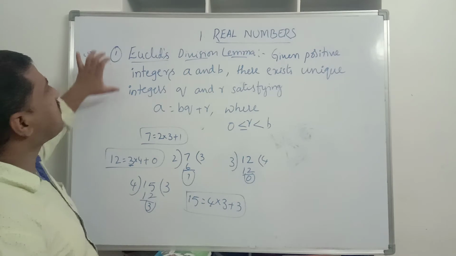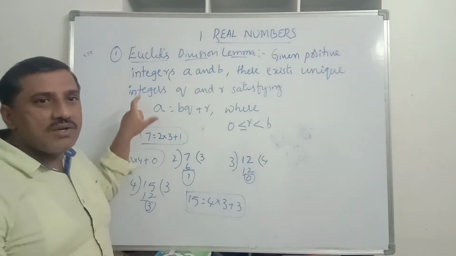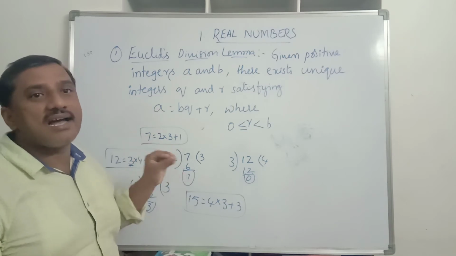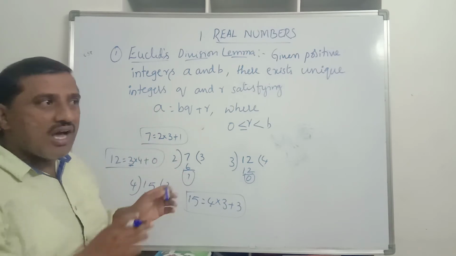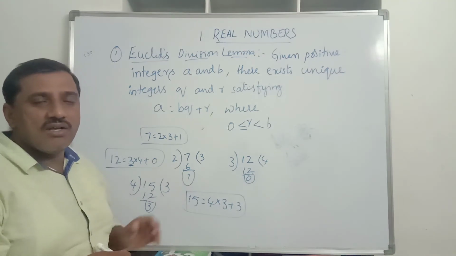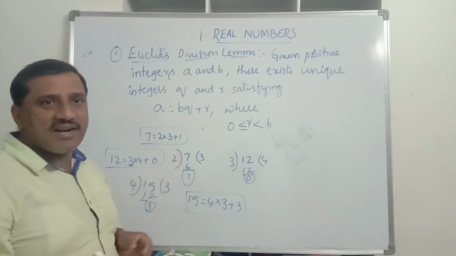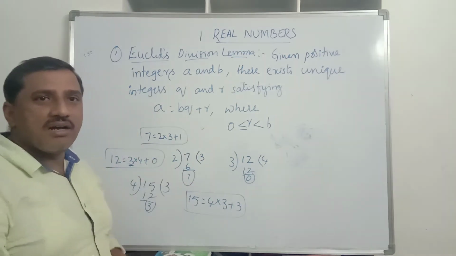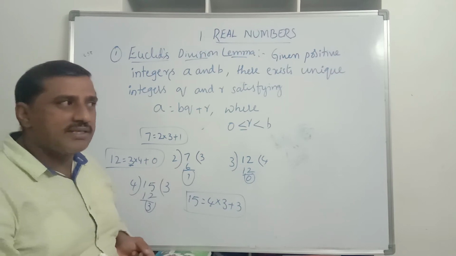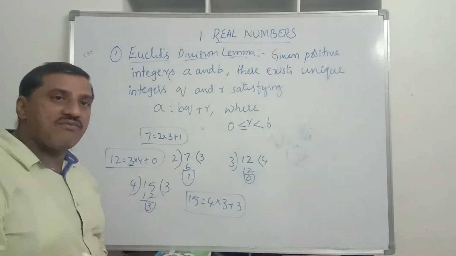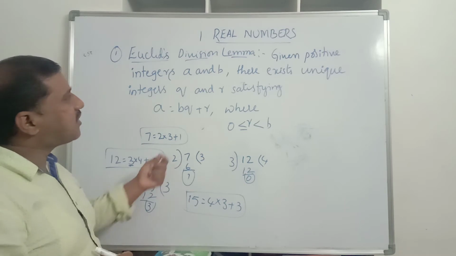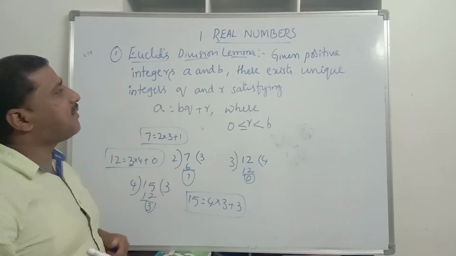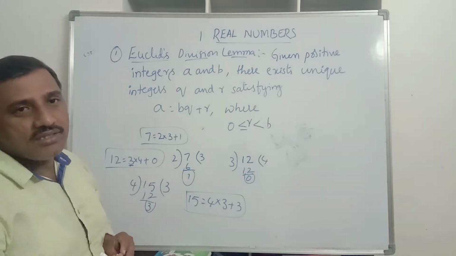The first application of Euclid's division lemma is that we can use it to find the HCF, that is the highest common factor, of two numbers. We have studied in the lower classes different methods like the prime factorization method, the long division method, and writing the factors of given numbers if they are small, and identifying the highest common factor from the common factors. Now we are going to use Euclid's division lemma to find the HCF of two numbers.